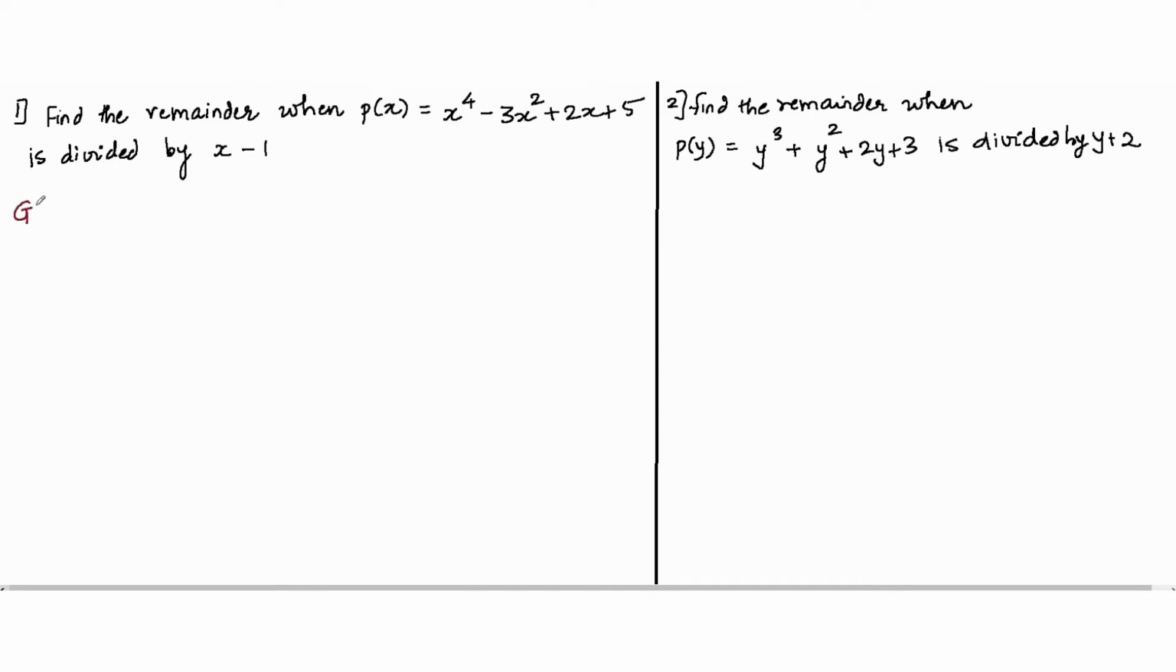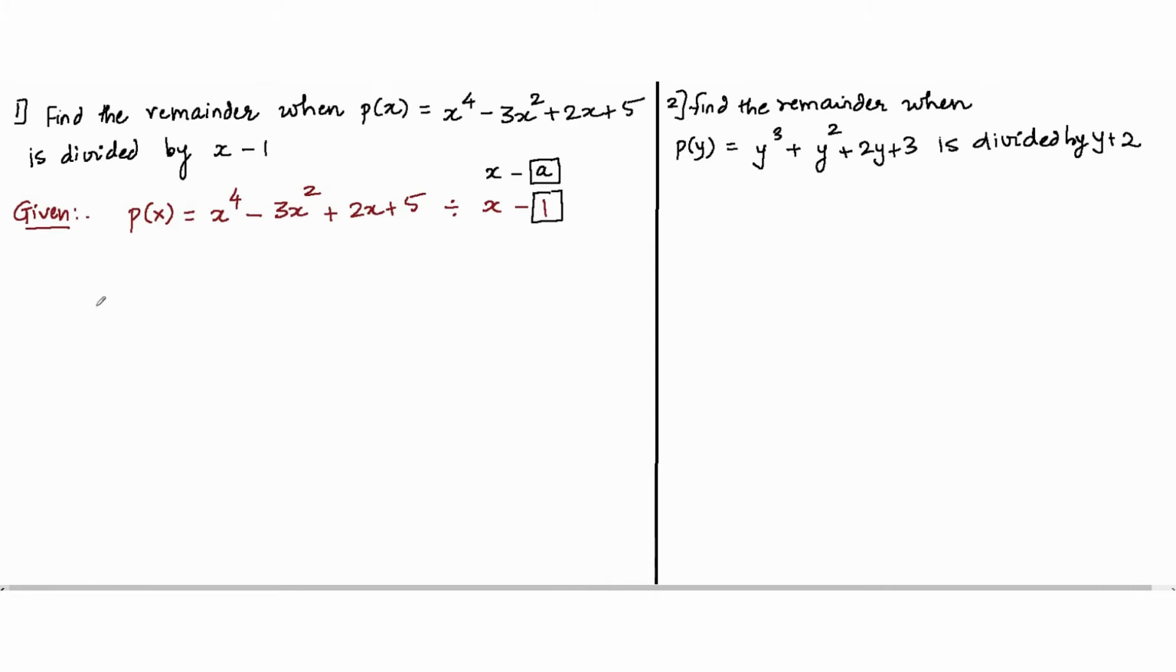It is given that the dividend p of x is equal to x raised to 4 minus 3x square plus 2x plus 5, and this is being divided by x minus 1. So let us compare this divisor with x minus a. If you actually compare, you will notice that the value of a is equal to 1, right?